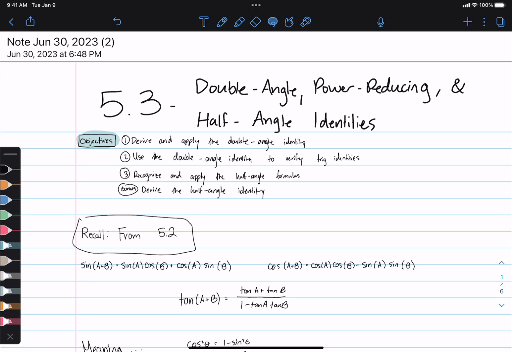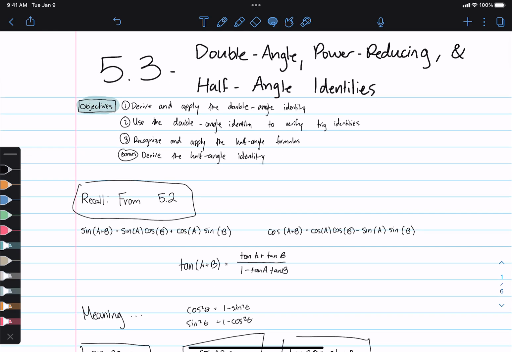Hello math people! Today we're going to be going over section 5.3, and that was going to be your double angle, power reducing, and half angle identities. So our objectives for this unit are to derive and apply the double angle identity, to use the double angle identity to verify trig identities, to recognize and apply the half angle formulas, and a bonus at the end, we can derive the half angle identity.